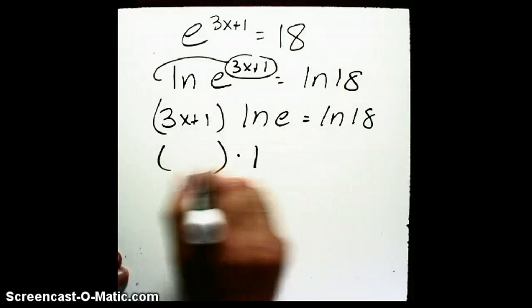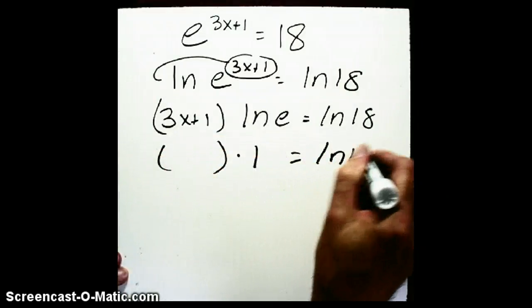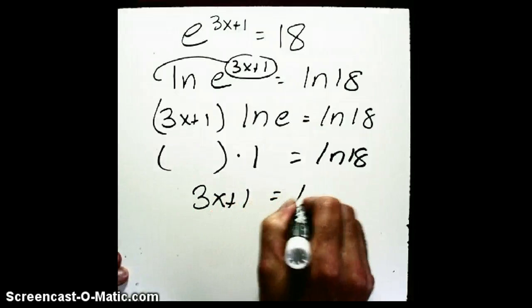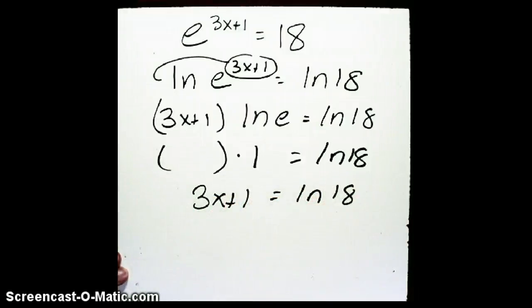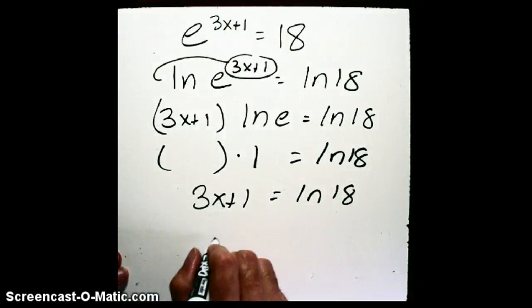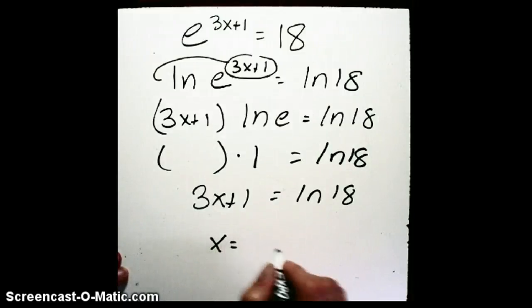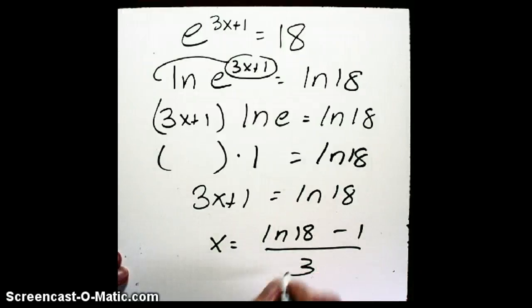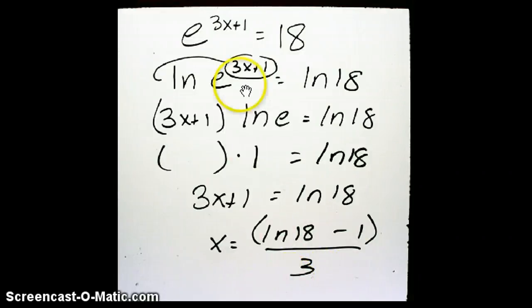So 1 times that is equal to ln of 18, or 3x plus 1 is equal to the ln of 18. Subtract the 1 and divide by 3. Ln of 18 minus 1, divided by 3. Now make sure when you put this on your calculator you do that, then you hit the divide sign. And again, you could put that in your calculator, find out what the number is, and put it back in the beginning and see if that works.